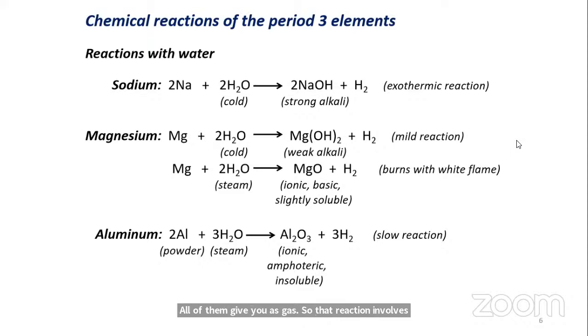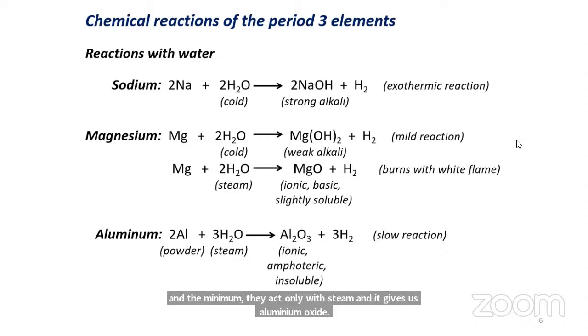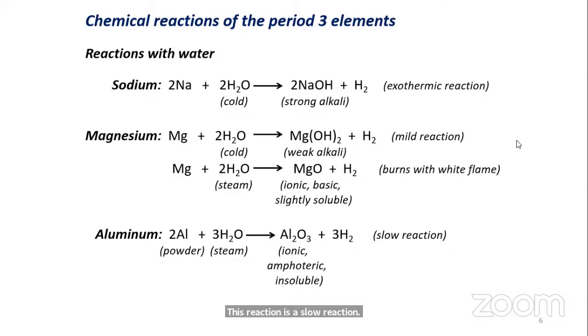Aluminium reacts only with steam, and it gives us aluminium oxide. This reaction is a slow reaction, and aluminium oxide is an amphoteric oxide. That is, it has both acidic and basic characters. It can react with an acid. It can also react with a base to give you the salt.